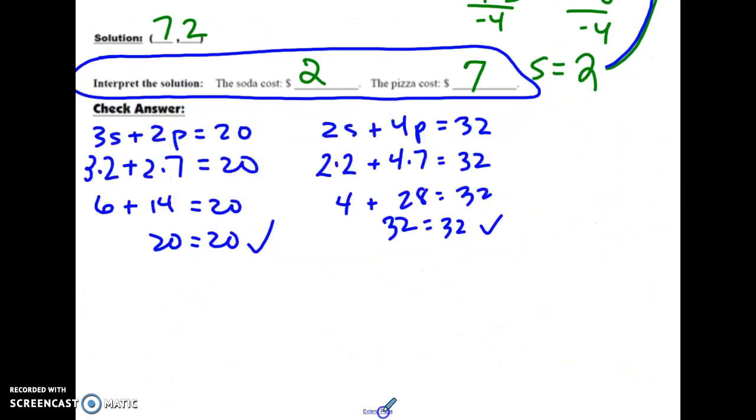So here's the check. Remember, the original equations get written down. The answers you just got get substituted in. $2 for your sodas, $7 for your pizza, and you're just verifying that those sentences from the word problem really do make sense mathematically when you do the math.